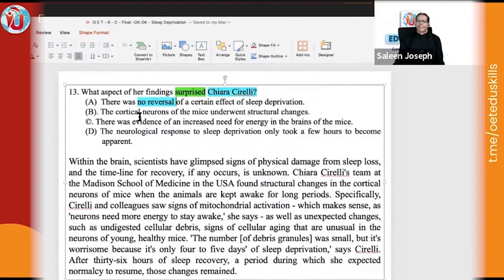Then the second one. Neurons of mice underwent structural changes. Okay, structural changes. Then there was evidence of an increased need for energy in the brains of the mice. Increased need for energy, yes. Then neurological response. Now could you apply the same strategy?